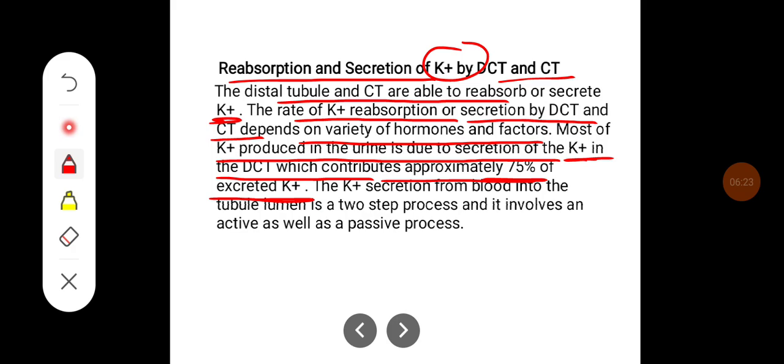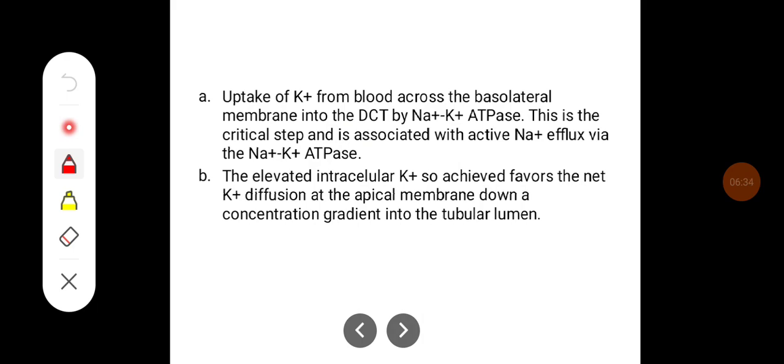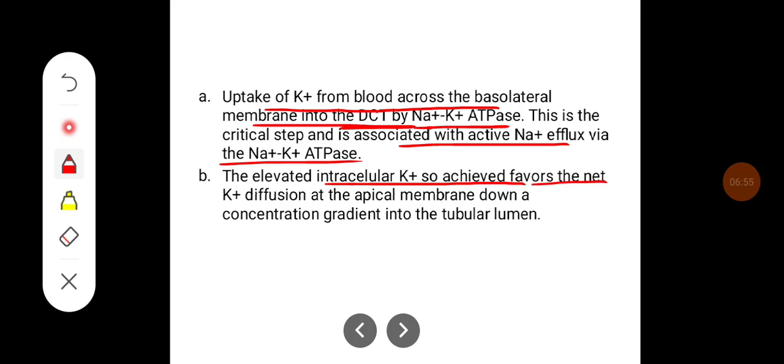The potassium secretion from the blood into the tubule lumen is a two-step process which involves an active as well as a passive process. The first step is uptake of potassium from blood across the basolateral membrane into the DCT by sodium potassium ATPase, and this is a critical step associated with active sodium efflux via sodium potassium ATPase. Then the elevated intracellular potassium so achieved favors net potassium diffusion at the apical membrane down the concentration gradient into the tubular lumen.